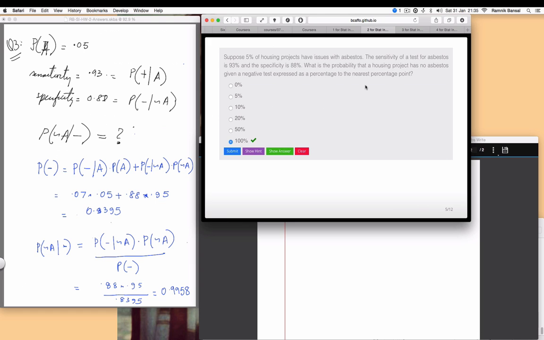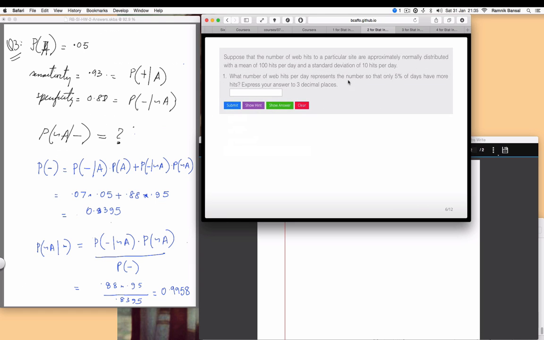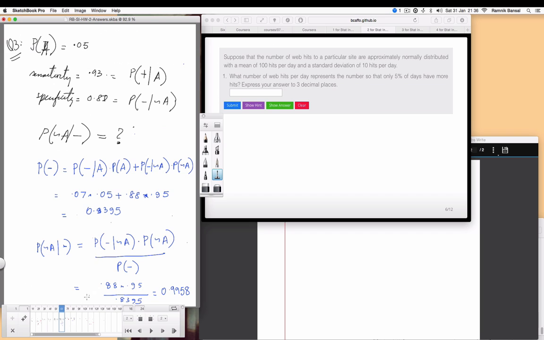Let's move to the next question. Suppose that the number of web hits to a particular site is approximately normally distributed with a mean of 100 hits per day and a standard deviation of 10 hits per day. What number of web hits per day represents the number so that only 5% of the days have more hits? This is what we want to find out.